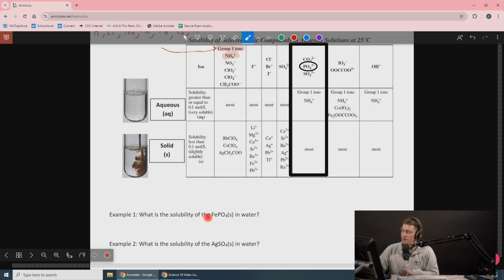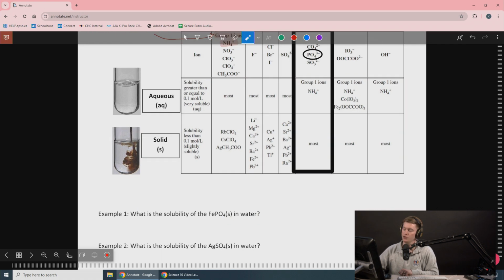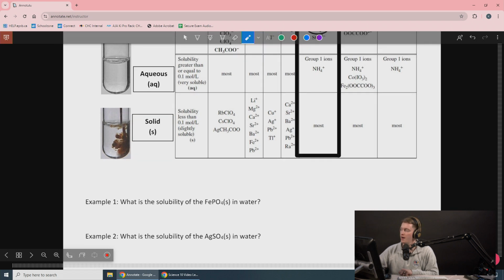What is the solubility of FePO4 solid in water? First thing we need to do is figure out what our ions are in this ionic compound. Phosphate always has the 3- charge, which means that because we only have one iron ion here, it must have the 3+ charge to cancel out this 3- charge and make a balanced ionic compound. This is our cation, this is our anion. You need to know both of your ions before you can use the solubility table.